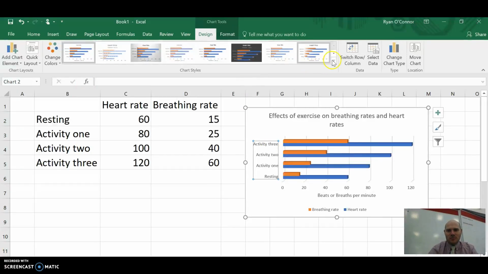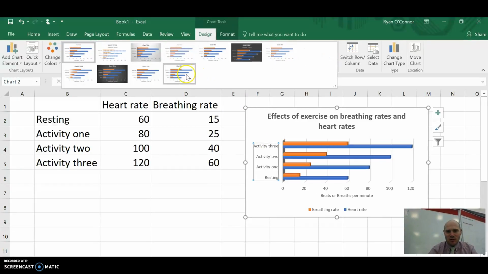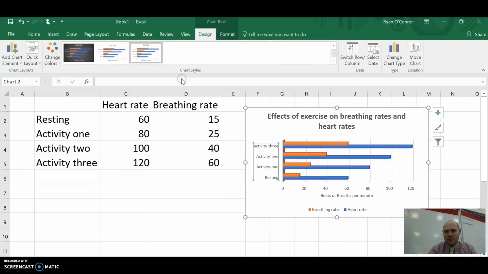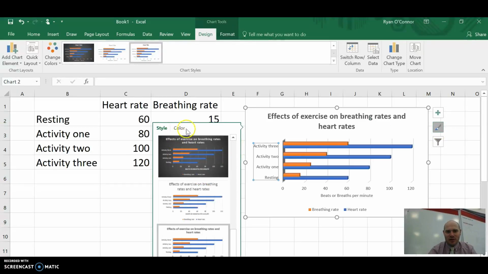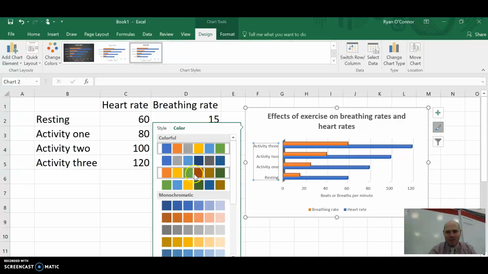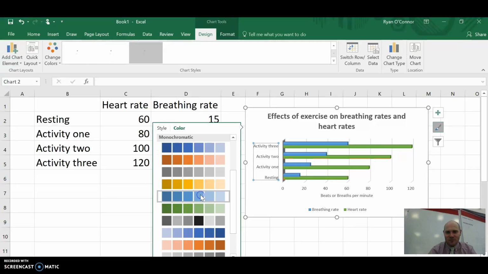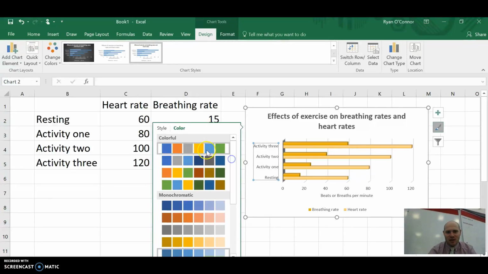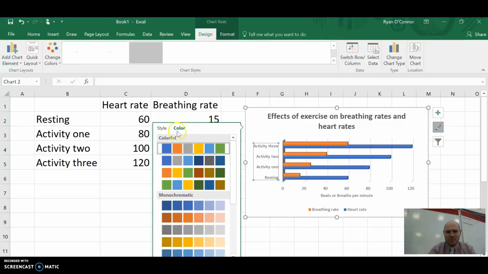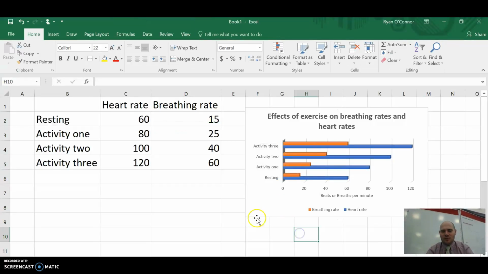If I want to play around with it a little bit more, I can play around with different formats, give it a little bit of different colour and things like that. So I can play with my style, I can play with my colour, depending on what you want. Really doesn't make too much of a difference. I'd be sticking with something pretty simple. And that is pretty much that.